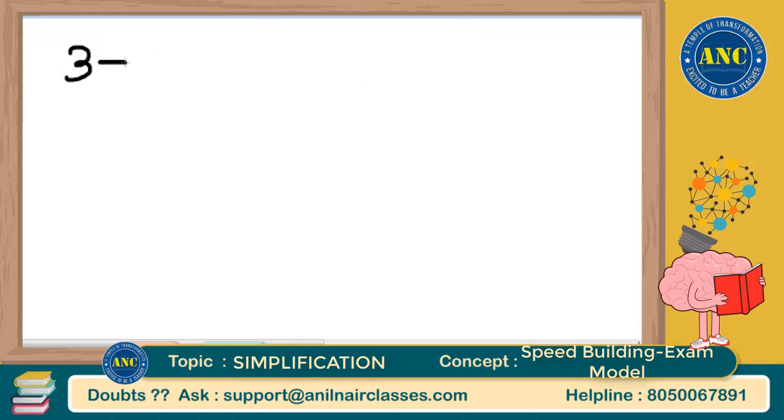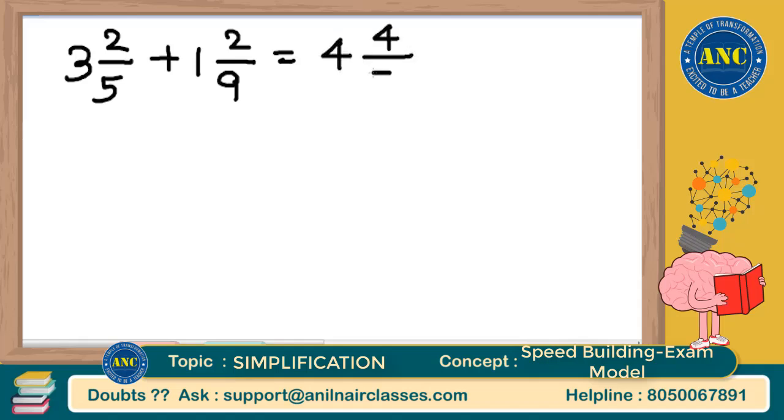Next, there might be a question on mixed fractions also. Sometimes 3 2 by 5 plus 1 2 by 9 is equal to 4 4 by 5 minus question mark. Kindly do not convert the mixed fraction into an improper fraction and waste your time. Left hand side is 3 plus 1, 4. Cancel this left hand side 4 with the right hand side 4. Simple, sir. You are left with 2 by 5 plus 2 by 9.